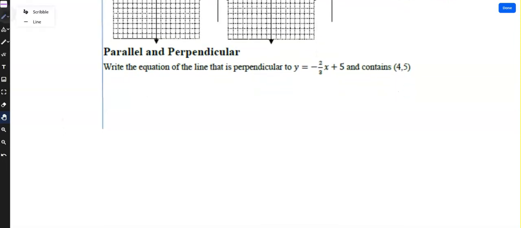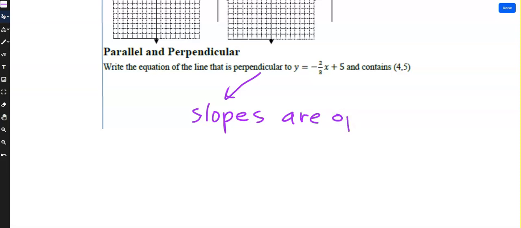What's the relationship between slopes of perpendicular lines? Relationship between slopes of perpendicular lines. What do you got? They are reciprocals and, okay, opposites. Opposites and reciprocals, right? So you've heard that phrase before, opposite reciprocals.